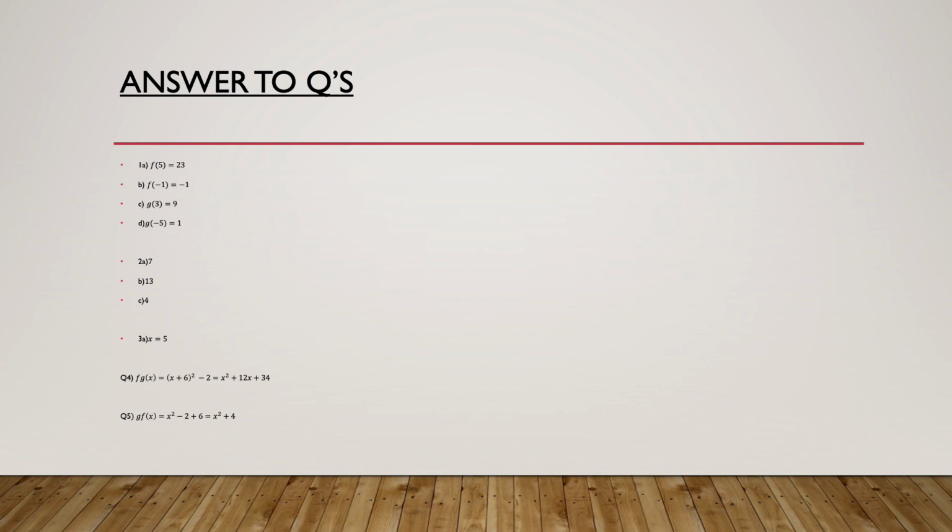Question 4, guys, f of g of x is equal to x plus 6 all squared minus 2, which expanding it and simplifying it, I get x squared plus 12x plus 34. And question number 5, guys, g of f of x equals x squared minus 2 plus 6, which is equal to x squared plus 4. So they are your solutions, guys.